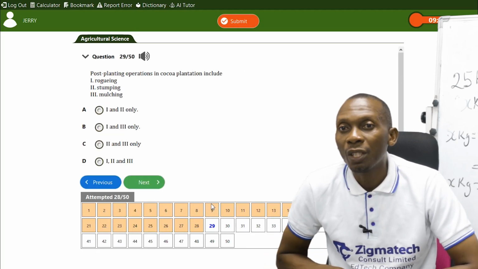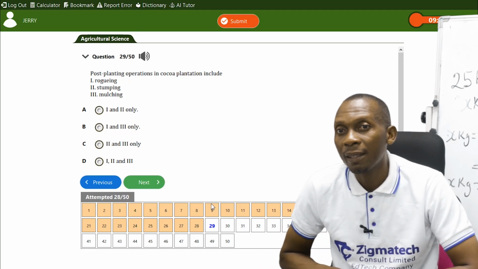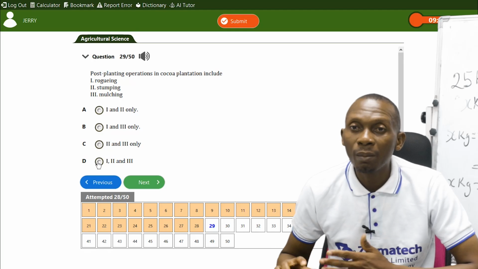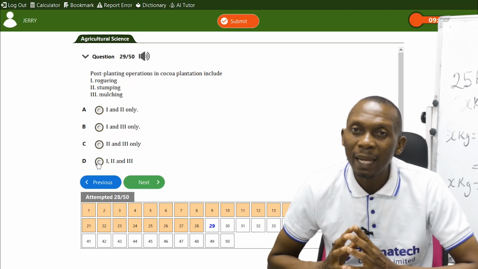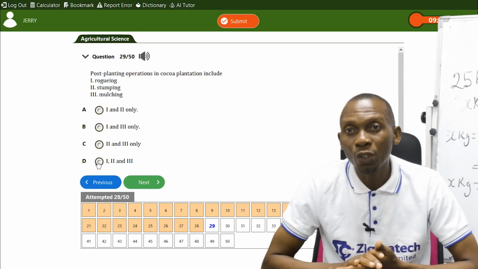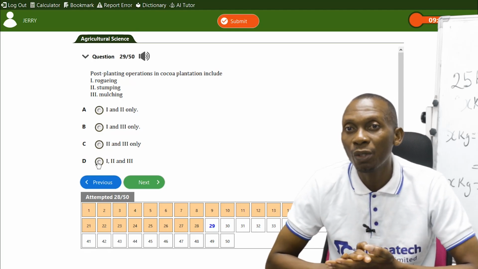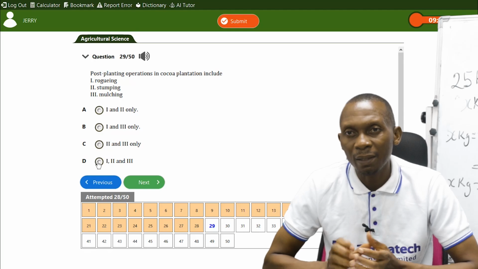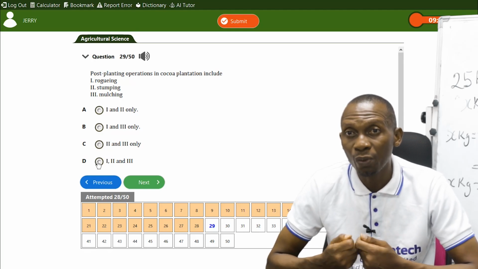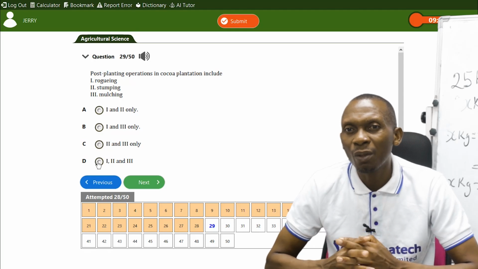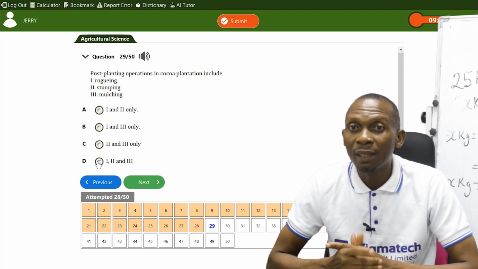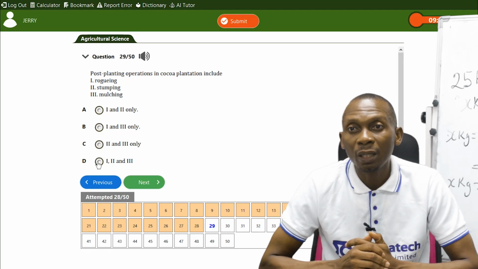Post-planting operations in cocoa plantation include roguing, stumping, mulching. All of these are involved in cocoa plantation. Stumping, well, you may wonder, we have pre-planting, we have planting, and we have post-planting. When it comes to cocoa operation, roguing has to do with the removal of diseased plants, which is called roguing. Stumping also has to do with cutting back of some stumps to encourage the growth of the cocoa trees. So it's also part of the operations in cocoa plantation.